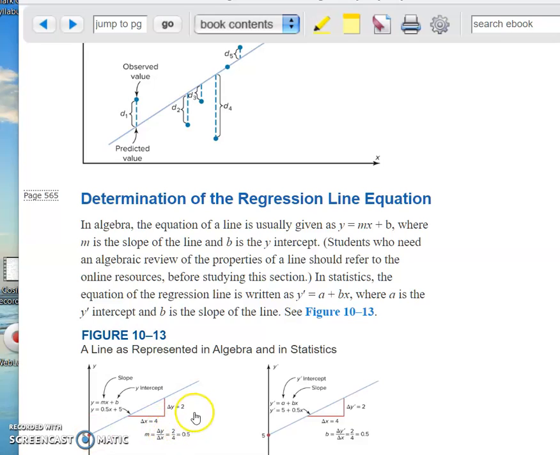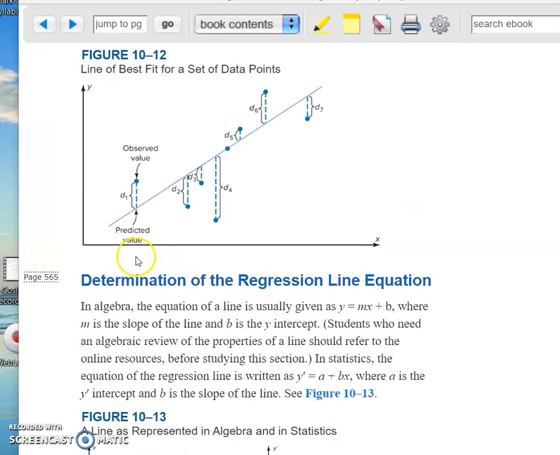Okay, this is chapter 10 still. This is section 10-2. This is recording number 2. All right, so we've got to figure out how we're going to do this regression line, okay?